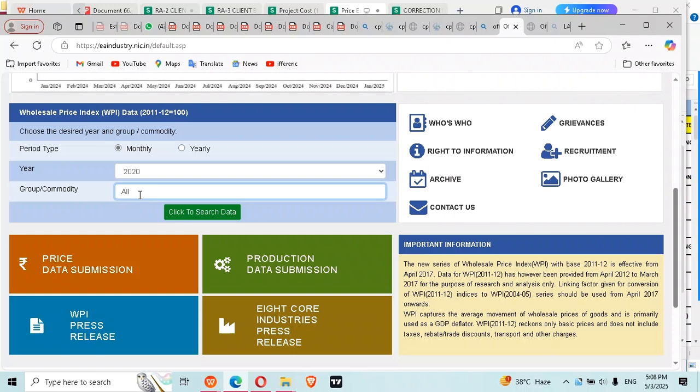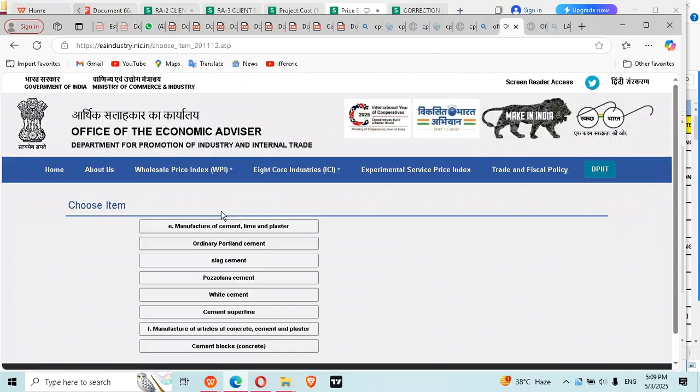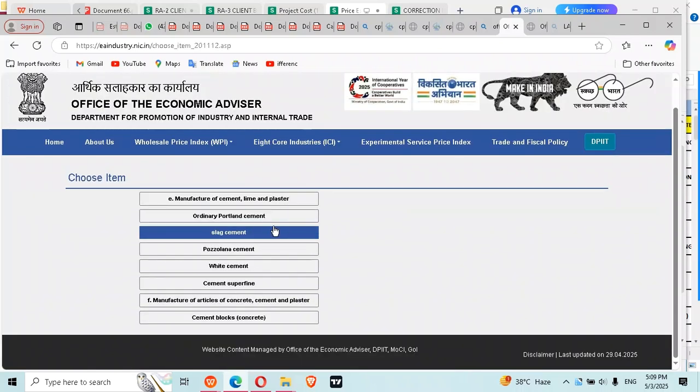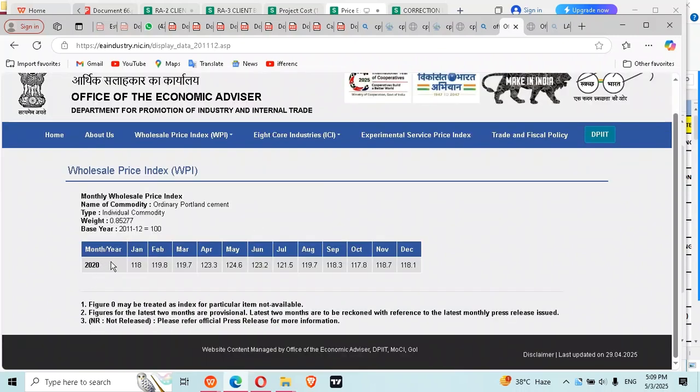What do you want to search? First of all, I want to search for cement. So just come here and just write here cement. Understood? And just click here. What type of cement do you want here? Ordinary Portland cement, I want this one. So here the month or year, it is written here. I'm looking for the March and October. The March will be our agreement month. So this is the price of the cement at the time of agreement.